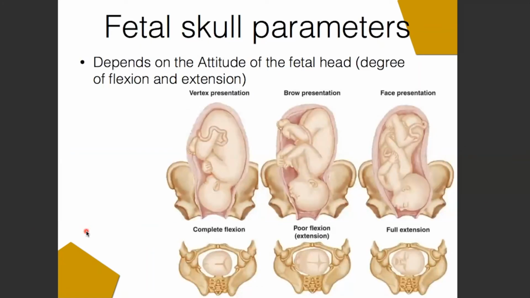The fetal skull parameters depend on the attitude of the fetal head. What is the attitude? It's basically the degree of flexion or extension of the fetal head. So the fetus should normally, in a vertex presentation, be fully flexed, and that would make it within the smallest diameter, which is good enough to get out of the pelvis perfectly. It can be extended slightly, or there's poor flexion, or it can be fully extended, like in the face presentation.